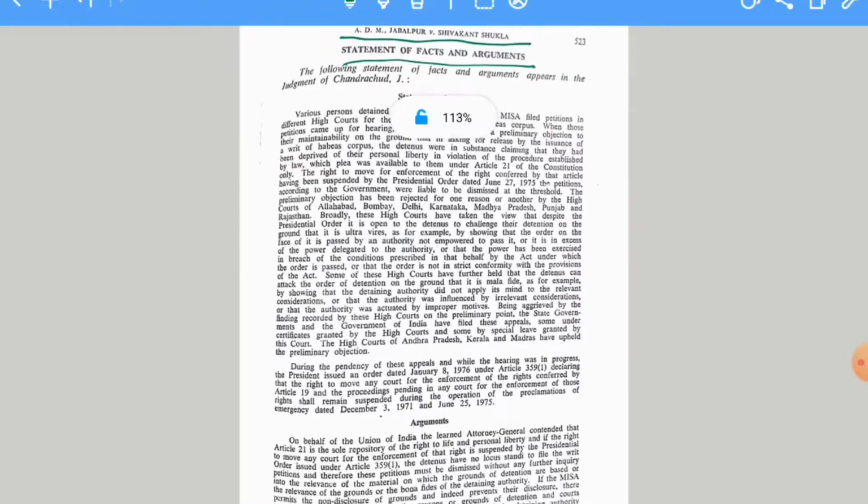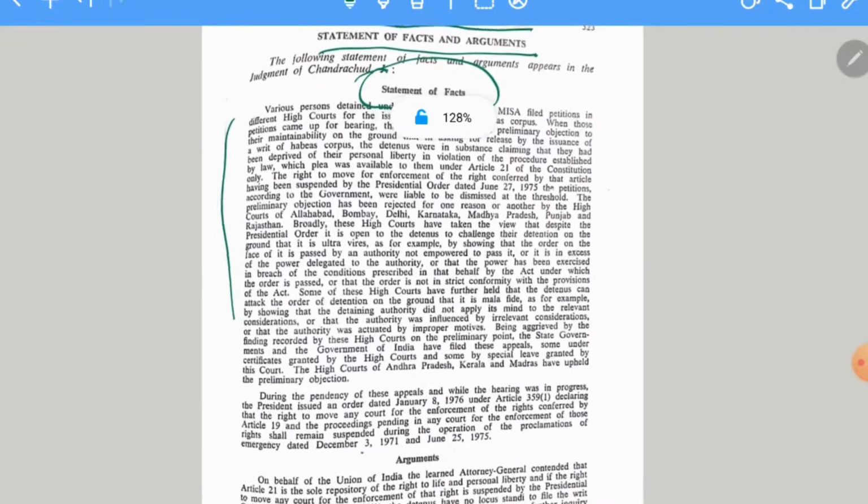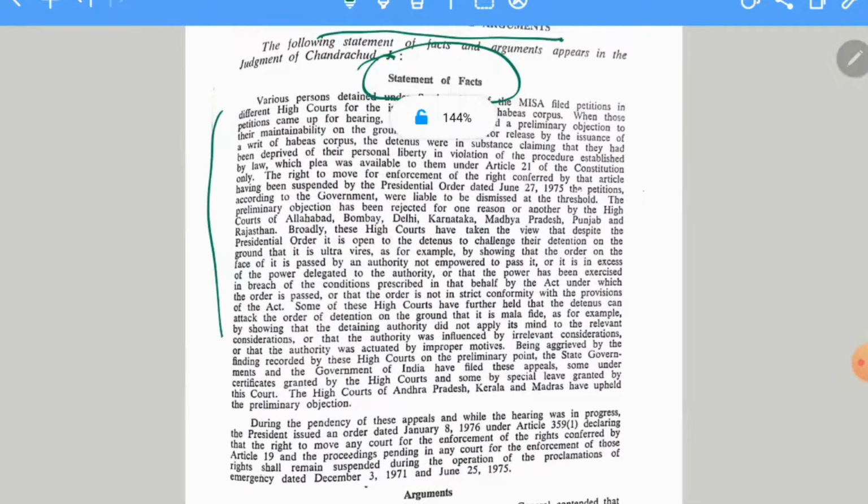Normally, in most of the cases reported in the Supreme Court Cases, you will find the statement of the facts first, like this. You can see this is a statement of the facts. Basically you all know that this case belongs to the time of the Emergency, when the Emergency was in force in India. So you can see the article which was involved, the timing, and the facts, given here.